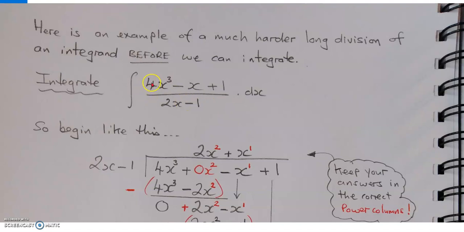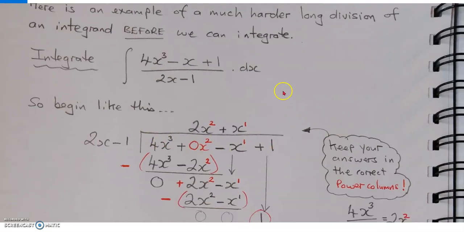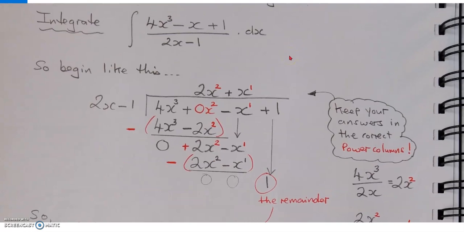Well, this 4x cubed minus x plus 1 is being divided by this 2x minus 1. So we write it like this. We write the 2x minus 1, the thing that's doing the dividing, out here, draw that little funny bar thing, and we put the polynomial underneath. Now immediately you will be jumping up and down saying, hey, wait a second, there's something strange about this, because I've gone and written a 0x squared. What on earth am I doing?